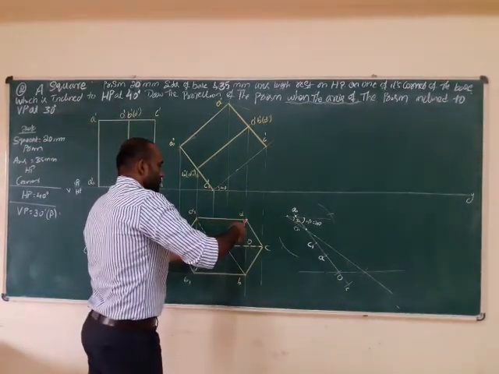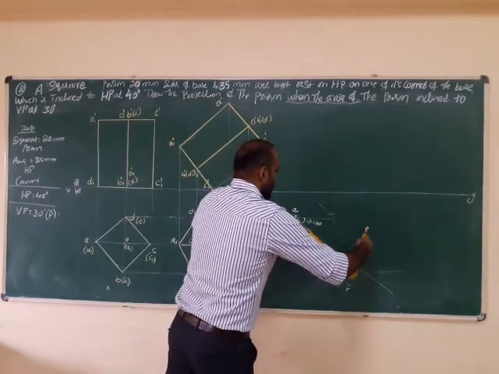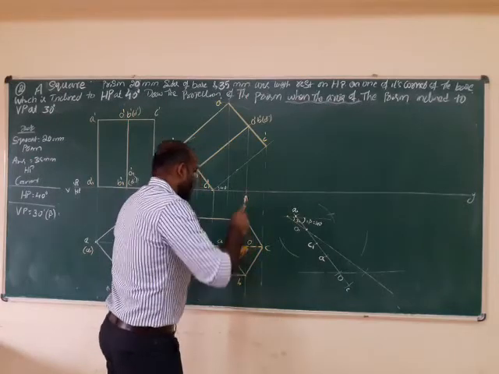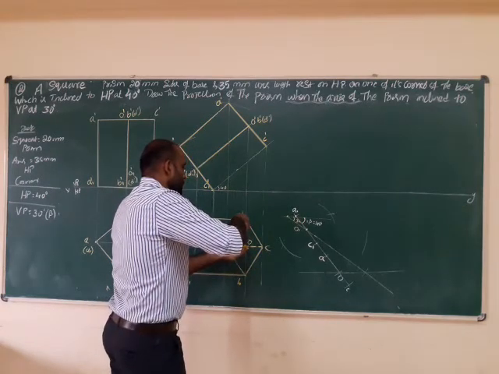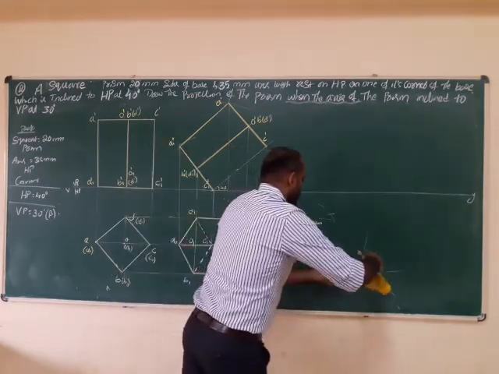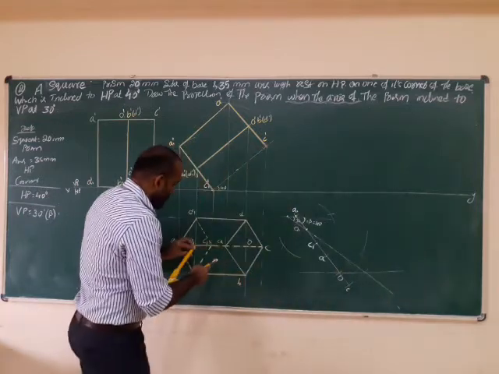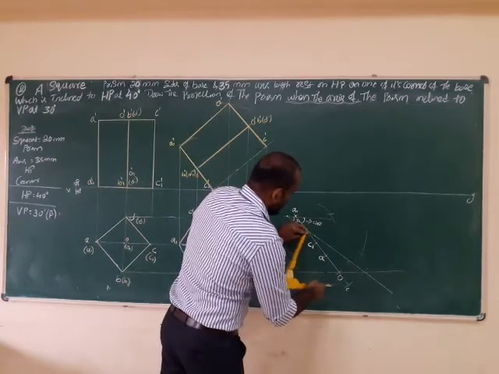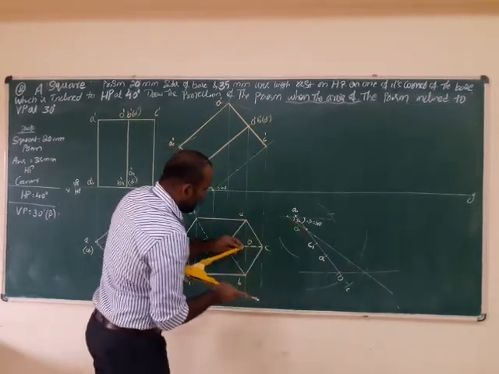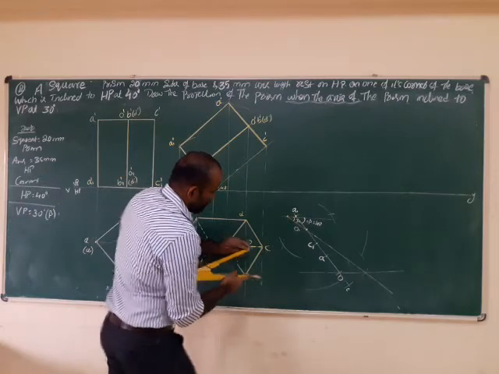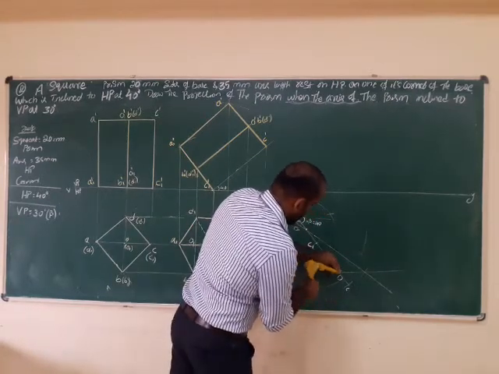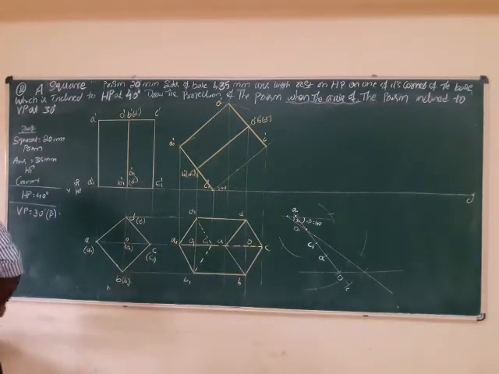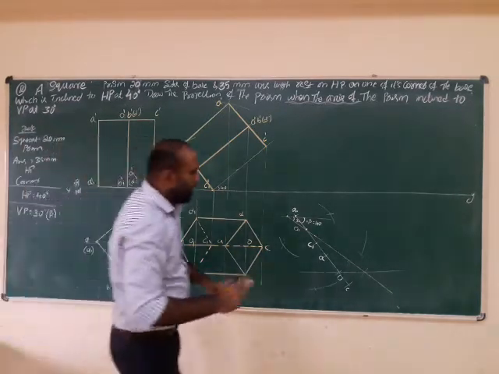Same, O1 to D, O to D. O1 to B, O to D. This is the alpha beta problem. It means the beta problem.